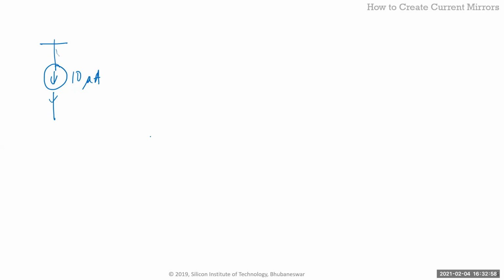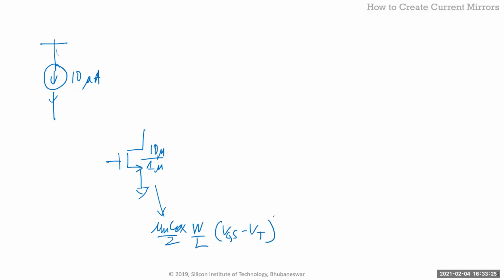Okay, let's take a transistor of some size, I don't know, like 10 by 1 micron or whatever it is for 0.18. If you look, what is the current equation for this, in saturation? Let's assume it's saturation. Mu n Cox over 2 W over L, VGS minus VT squared, right? And I want this to be 10 microamps, right?